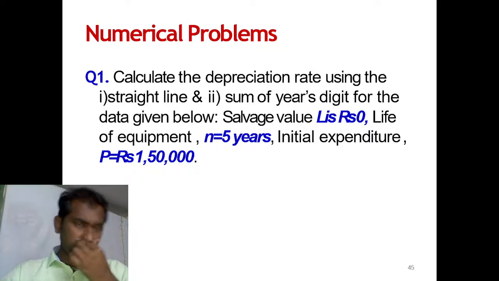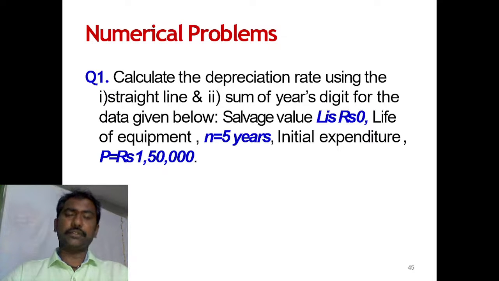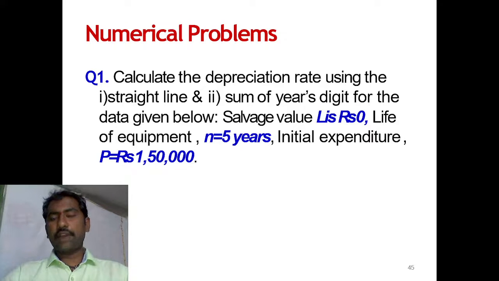So the first problem is: calculate the depreciation rate using the straight line method and sum of the years digits methods for the data given below, where the salvage value or scrap value L is 0, the life of the equipment N equal to 5 years, and the initial expenditure P equal to 1,50,000.